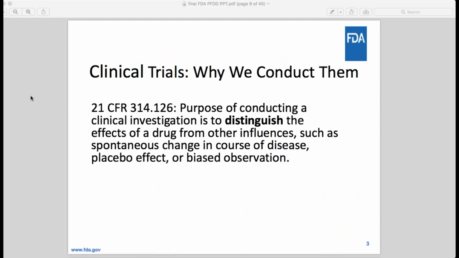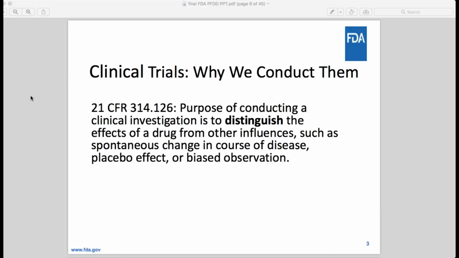So why are clinical investigations or trials conducted? The main purpose is to distinguish the effects of a drug from other influences such as spontaneous change in the course of disease, placebo effect, or biased observation. Diseases or their manifestations fluctuate a lot from day to day, week to week, month to month. Some diseases spontaneously improve or resolve on their own. So if a drug is given to patients with such a disease and they improve, we need to know if they improved because of the drug or if the disease resolved on its own.